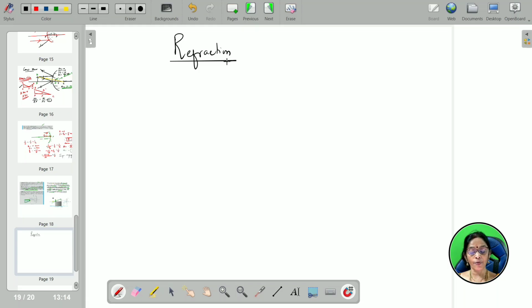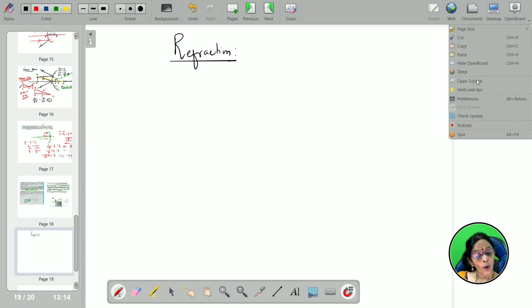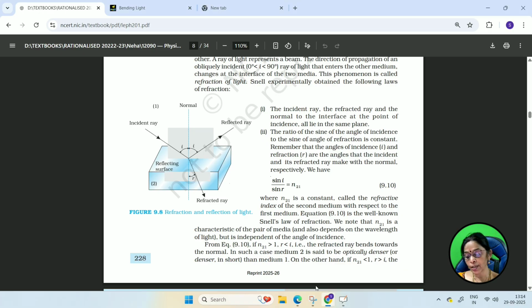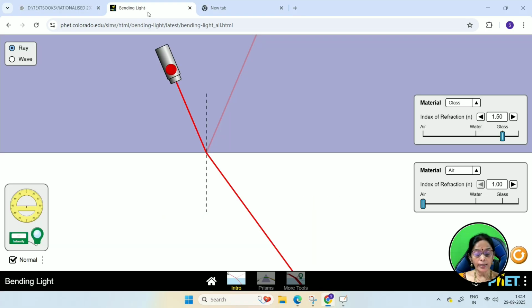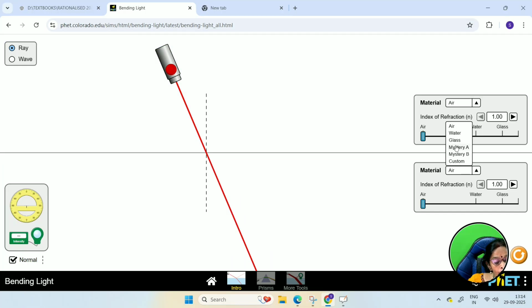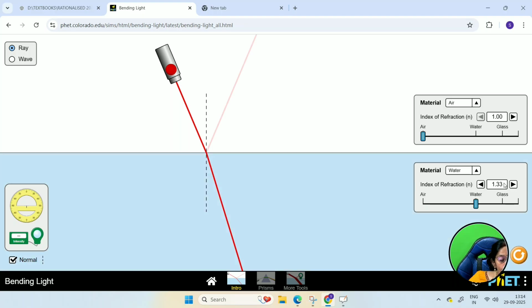Regarding refraction, I would like to show one simulation. You can see here the ray of light going from the rarer medium to the denser medium, from the air medium to the water medium. The index of refraction is 1.33, so the denser medium has a higher refractive index than the air medium.